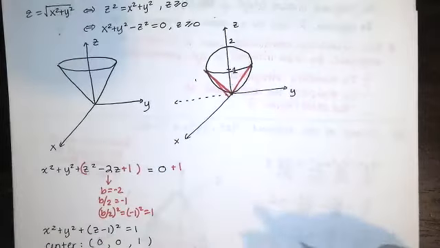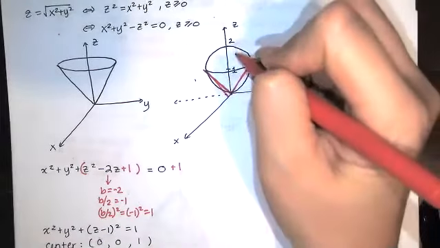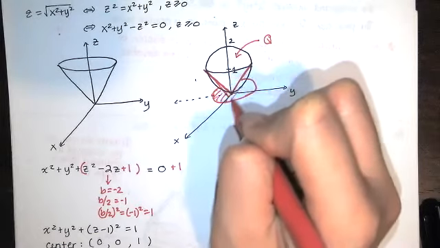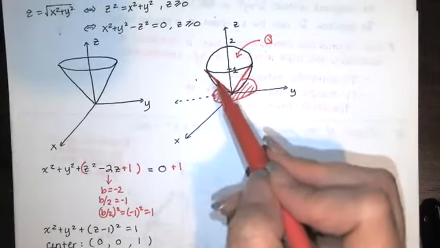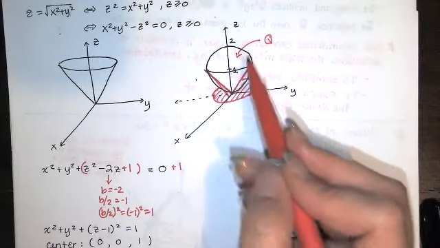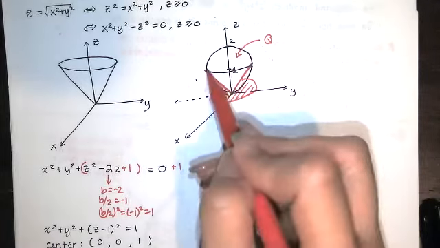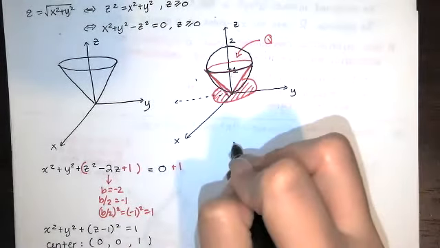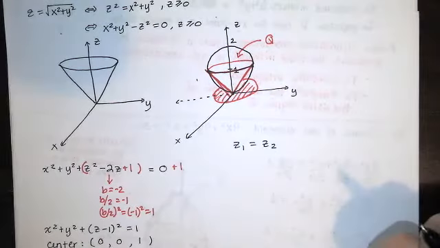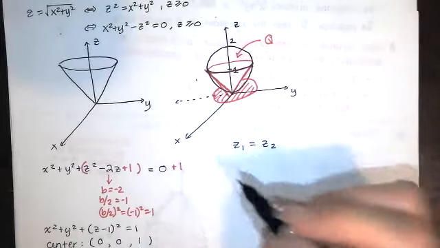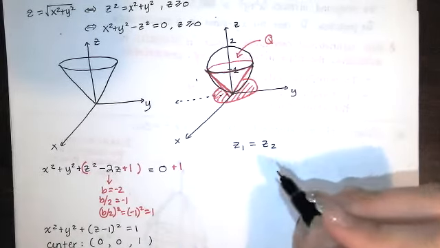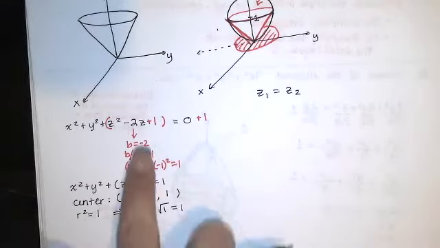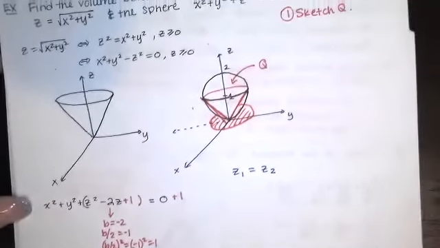Okay, so we sketch Q, and then we'll say that this is the solid region Q that we're looking for, and then we want the projection of Q onto the XY plane. To find the projection, we need to set the equation of the sphere, that's the top part, equal to the equation of the cone, that's the bottom part. So I set Z1 on the cone equal to Z2 on the sphere. Ooh, and this one is actually not solved for Z. So there needs to be another way.